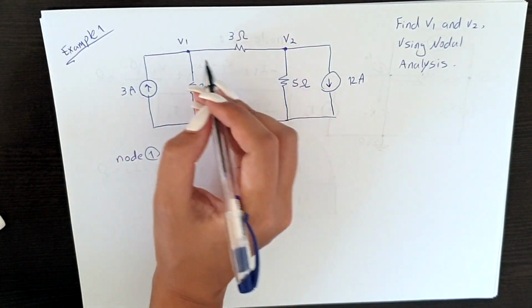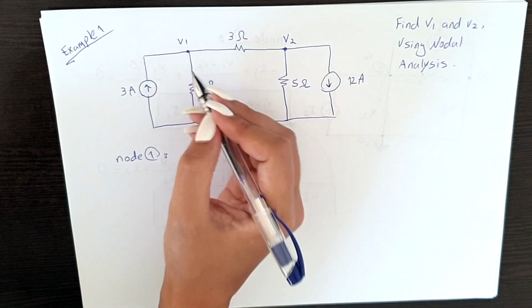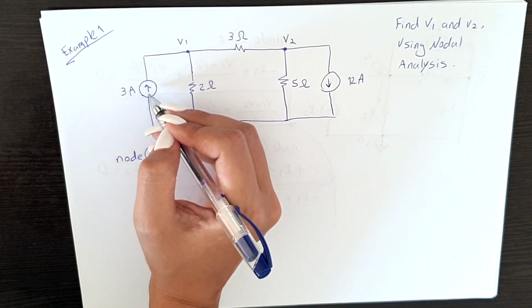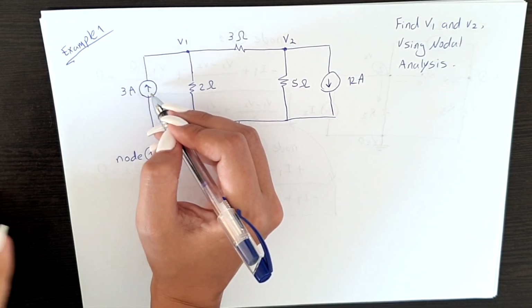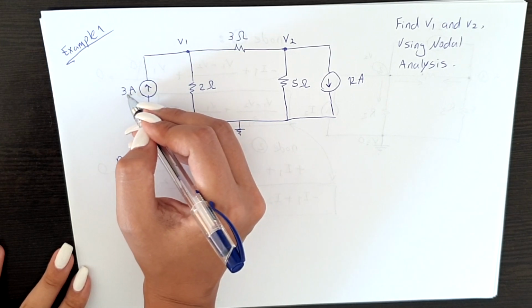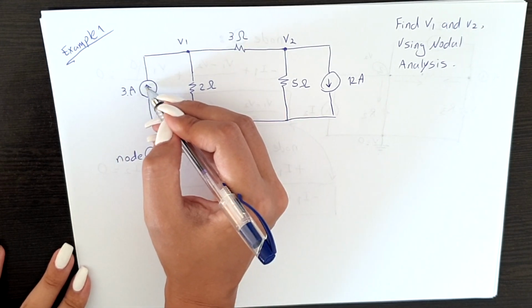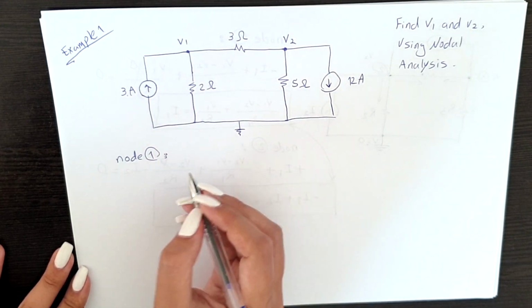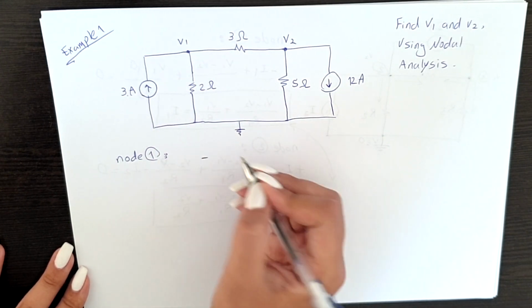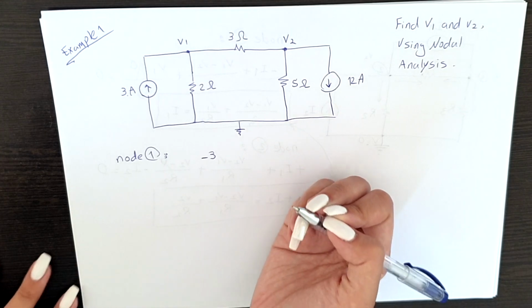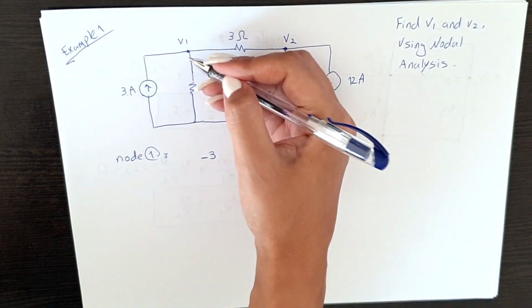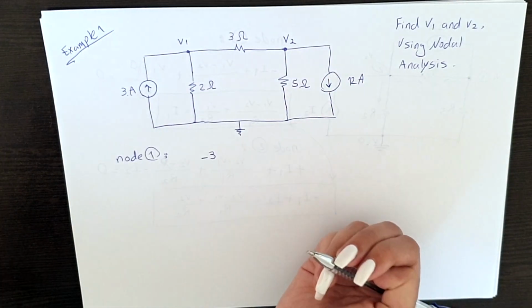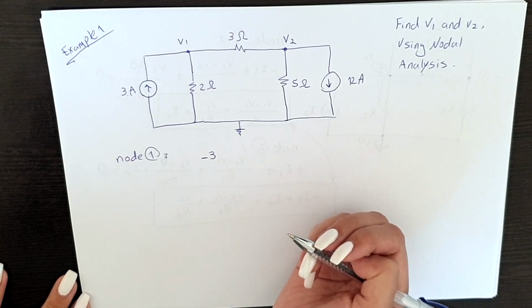How many branches do we have here? 1, 2, 3. In 1, we already have the current, which is 3 ampere, and the current is going to the node. So we said if it's going to the node, we're going to add a minus sign to it and then write it down. So minus 3. We have another current here, which we don't know what it is, so we're going to calculate it.